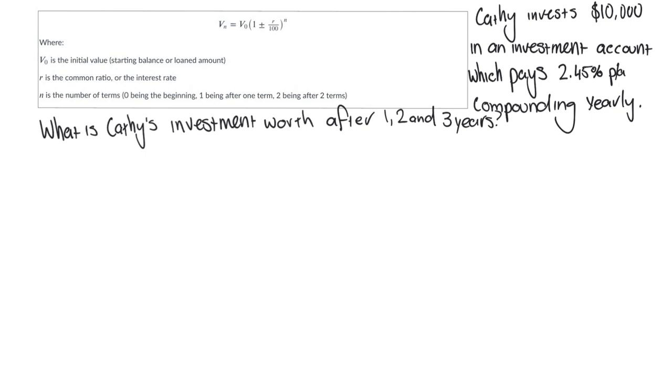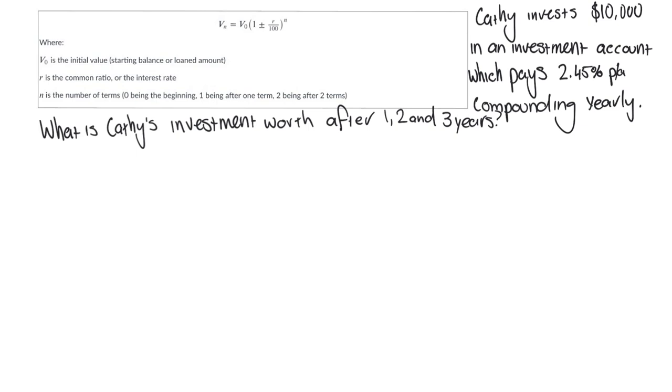Let's have a look at an example together. So Kathy invests $10,000 in an investment account which pays 2.5% per annum, so PA often means per annum, compounding yearly. So this is where this is different to some of our simple interest questions. Compounding yearly meaning the interest gets calculated at the end of every year. So here's our question. What is Kathy's investment worth after 1, 2, and 3 years? So we're going to actually have to calculate 3 different answers.